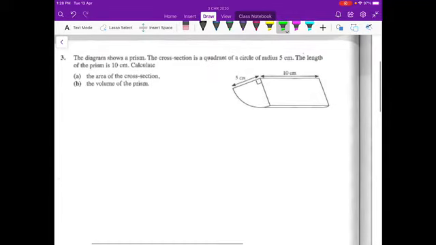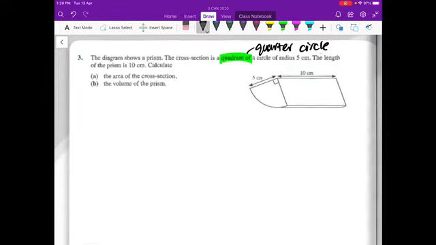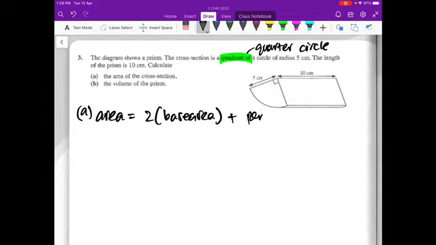Prism. Cross section is a quadrant, so a quarter of a circle. Radius 5, length of the prism 10. Area of cross section. Area, 2 times base area plus perimeter times perpendicular height. Same thing. 2 times the base area. What is this base area? It is 1/4 of a circle. So 1/4 of a circle.